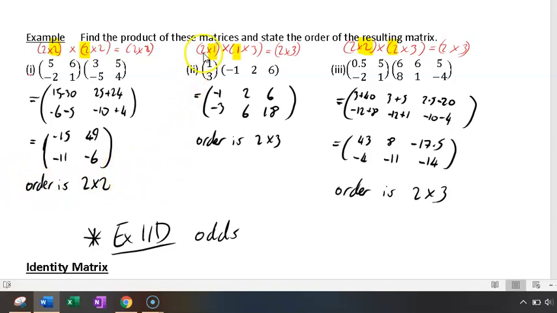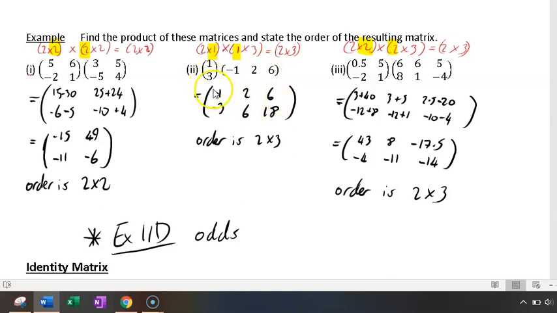Okay, next one. It was a 2 by 1 times a 1 by 3, which is going to give me a 2 by 3. So draw the shape of your matrix out first. That's a 2 by 3. And then this is my first row, first column. So that's first row times first column. It's just minus 1 times minus 1. First row times second column, 1 times 2. First row times third column is 1 times 6.